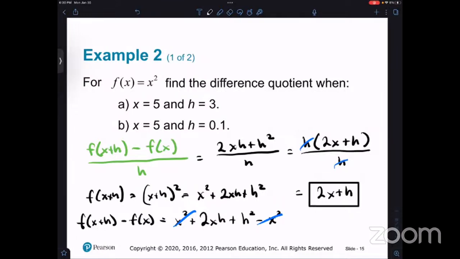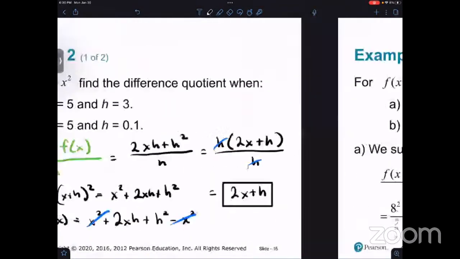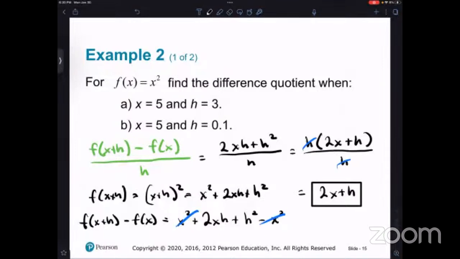Okay, so we got 2x plus h. I'm just going to do the one. Oh, okay. So then x is 5 and h is 3. So then if x is 5, 5 times 2 is 10, plus 3 is 13.